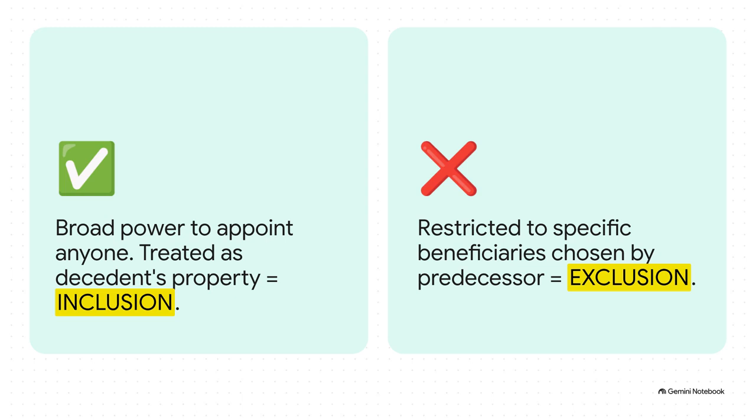But what about a special power of appointment? Well, that means restricted choice. The original owner dictated a very specific class of people the property could go to, kind of like a fiduciary heir passing it to a fideicommissary.